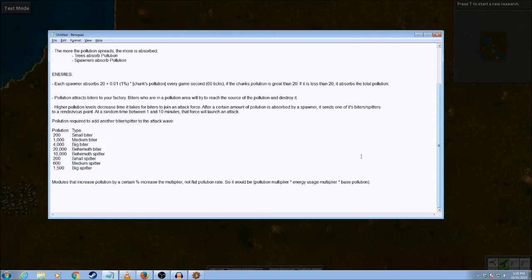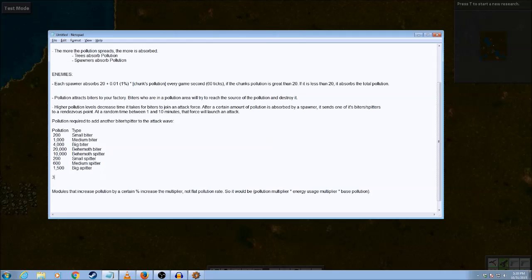One quick other thing to go over here is modules. So like productivity modules increase the pollution of the machine they're in. And the level 1 increases it by 30%. We just know that. That's how much it is.